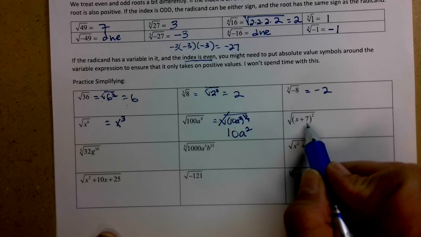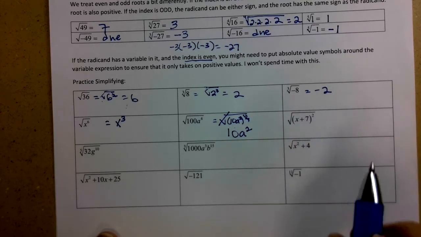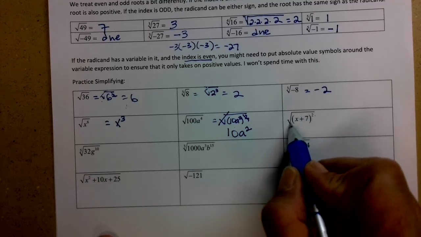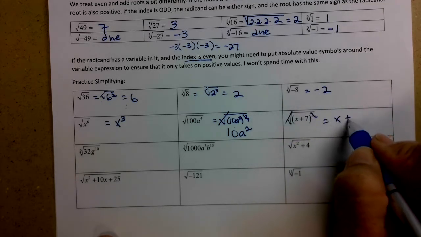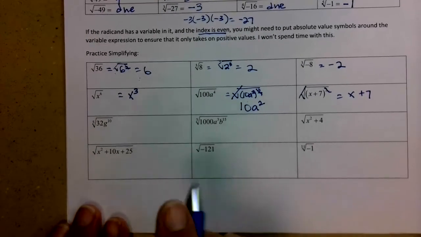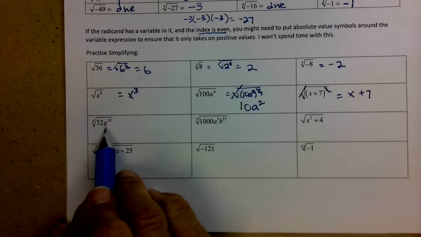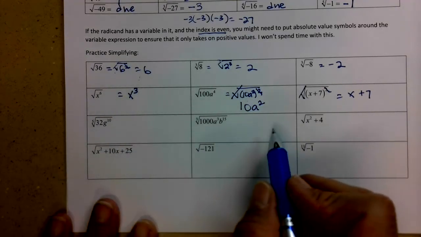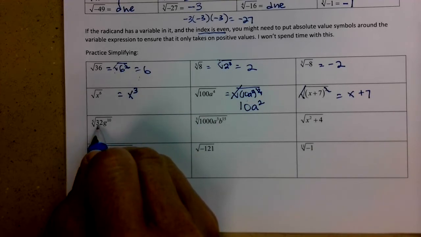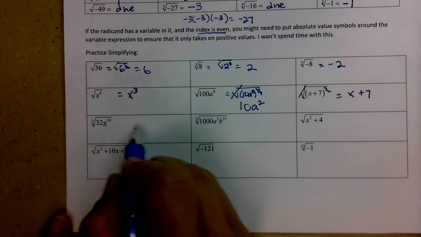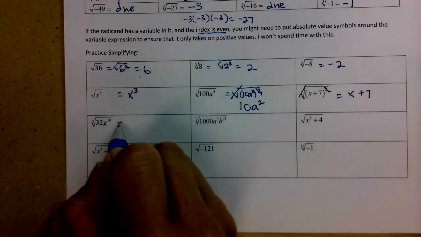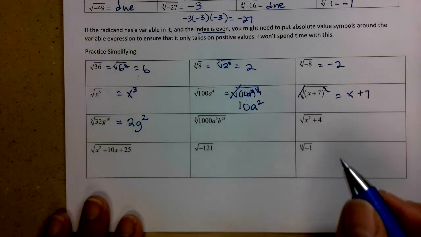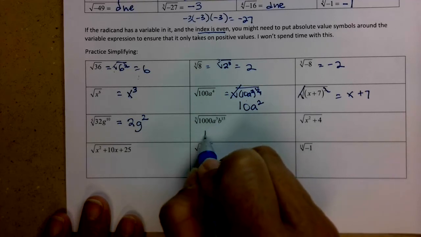Square root of x plus 7 quantity squared. So here, like that x to the 5 one I did up above, I have some whole quantity and it's squared, and that's under the square root. X plus 7. Fifth root of 32 g to the 10th. If you're still not quite sure, you could go ahead and prime factor everything. Just write out all of the factors, all of the g's. 32 is 2 times itself 5 times. You could write all of those out and then do groupings of 5. So we're doing 2g squared.